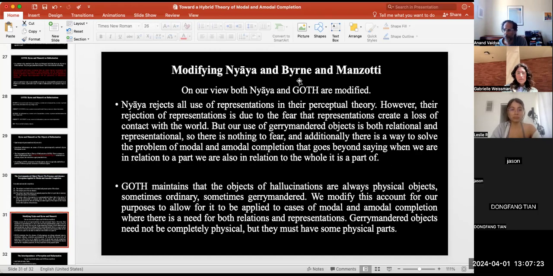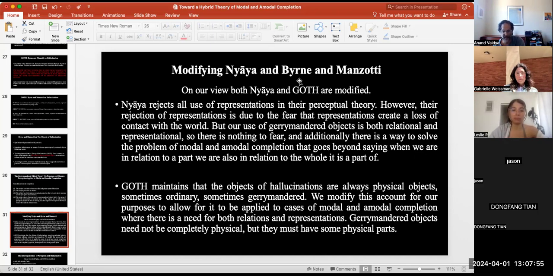Okay, so now we're going to just close by modifying both Nyaya and Byrne and Manzotti's theories a little bit. So on our view, both Nyaya and Goth need to be modified a little bit. So Nyaya rejects all use of representations in their perceptual theory. However, their rejection of representations is due to the fear that representations create a loss of contact with the world. This is mostly what direct realists are concerned with. But our use of gerrymandered objects is both relational and representational, so there's nothing to fear.